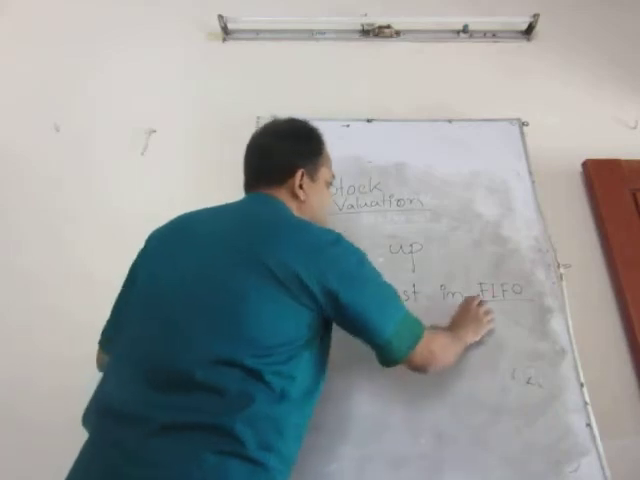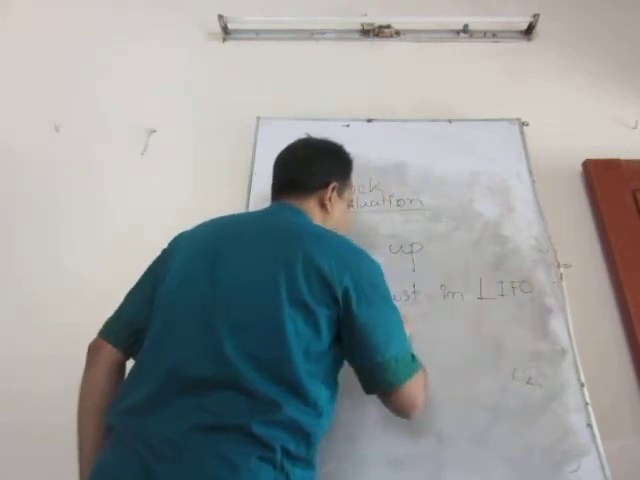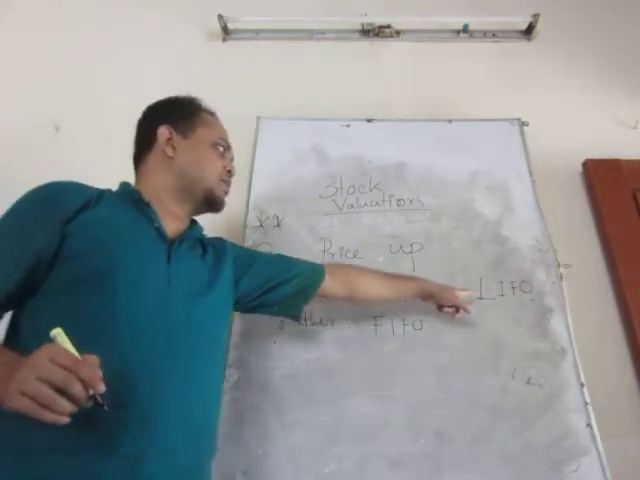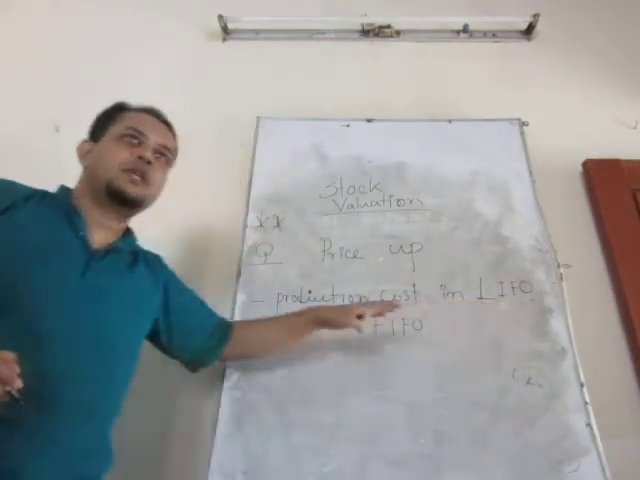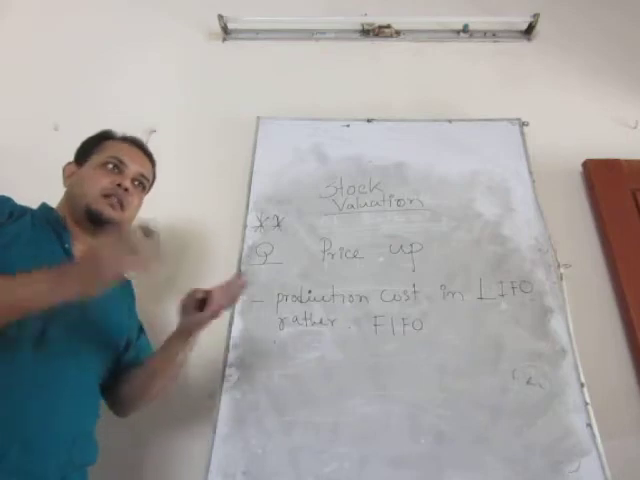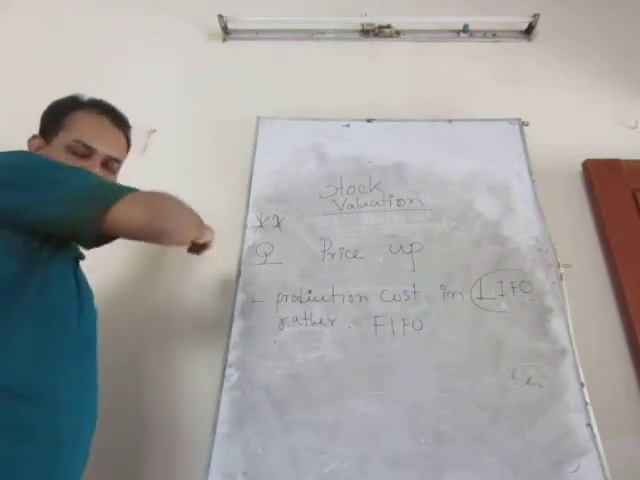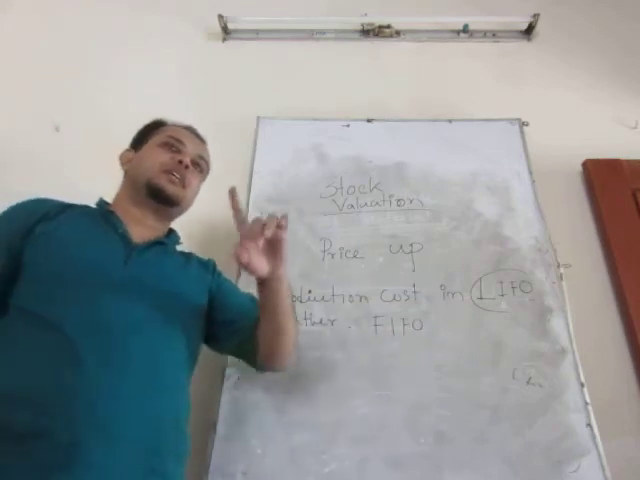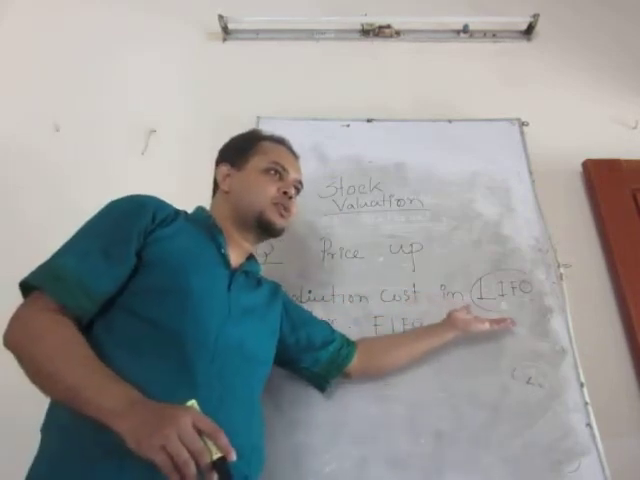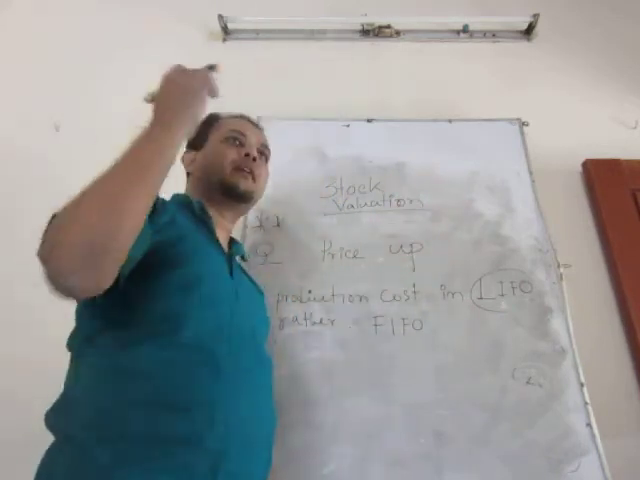Now I can ask you the question: what will be the production cost in LIFO rather than FIFO? Here, if you are doing LIFO, you are issuing from the bottom, that means from the stock which was purchased at higher cost, so the production cost will be higher. Clear? Okay. If the question is what will be the effect on profit: if production cost is higher, profit will be lower; if production cost is lower, profit will be higher.